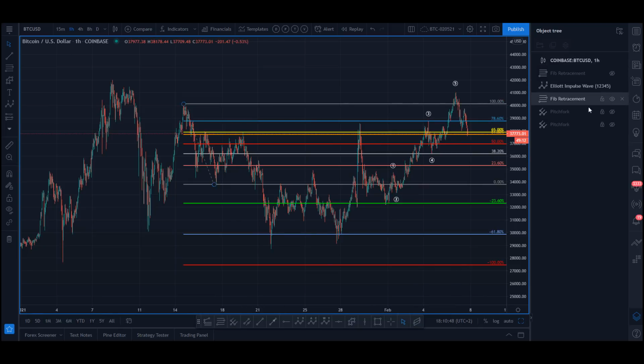Now, additionally, there's another pitchfork in here. I believe it's this one, right? So you can see here, look at the precision here. So we're coming from this. Again, this is a great example here because I can label this up here.